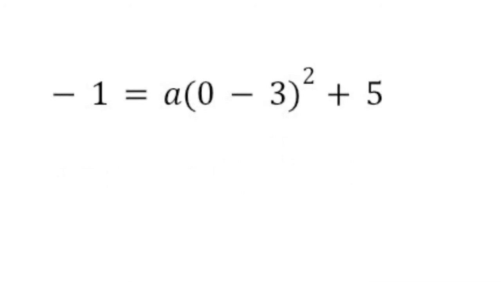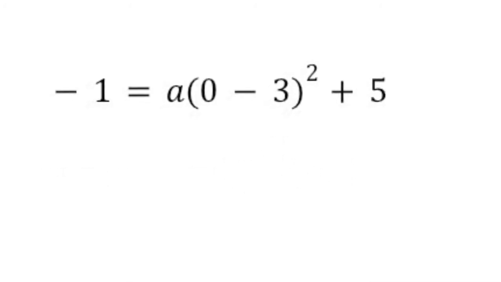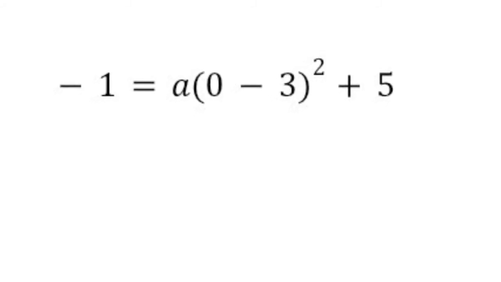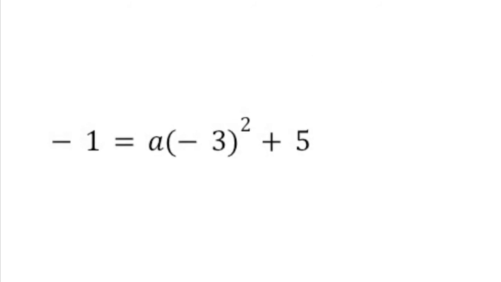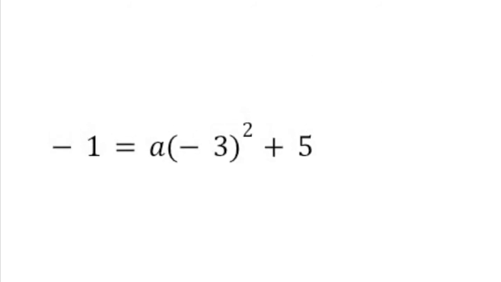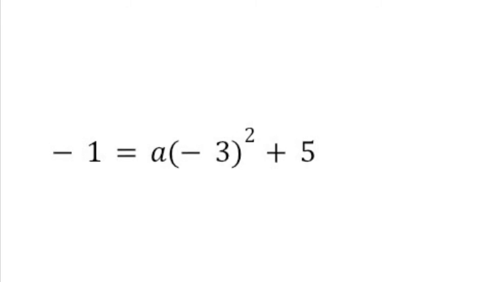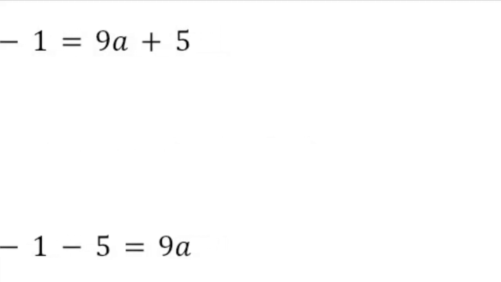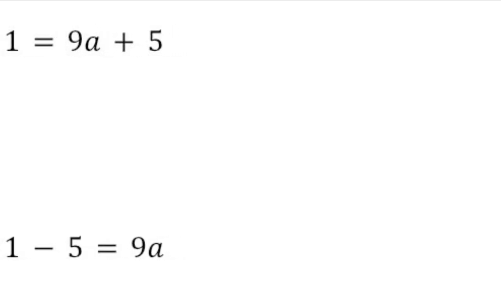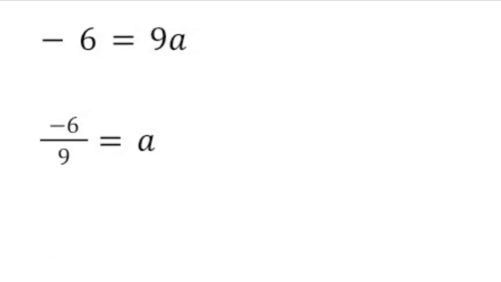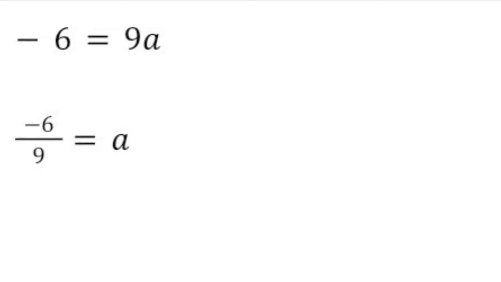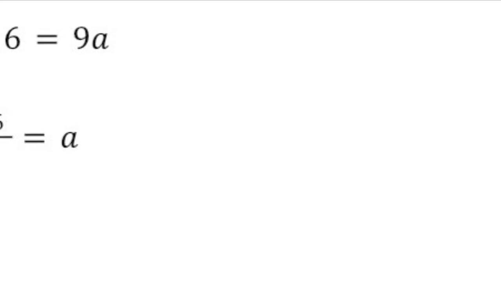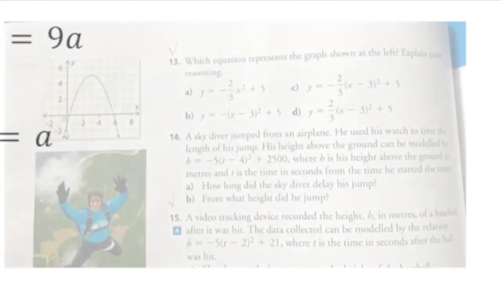So if I put the 0 where the x is and the negative 1 where the y is, and I simplify and then solve for a, I'll be done the question. So I plug the 0 in. It gives me (negative 3) squared plus 5. And then I solve the negative 3 times negative 3 gives me 9. And I isolate for a. And then a will be negative 6 divided by 9. But that's the same thing as negative 2 divided by 3, which means that we know the a for the equation.